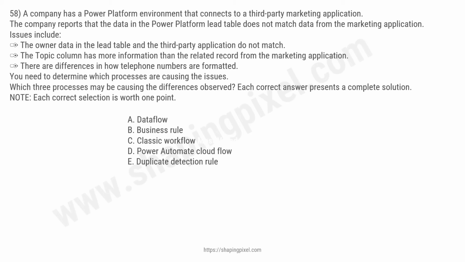Which three processes may be causing the differences observed? Each correct answer represents a complete solution. Each correct selection is worth 1 point. And we have five options: data flow, business rule, classic workflow, Power Automate cloud flow, duplicate detection rule. So the right answer here is option A, data flow. And option C, classic workflow. And option D, Power Automate cloud flow.